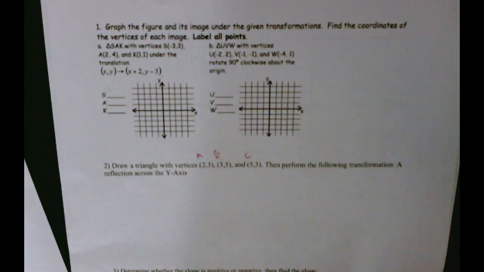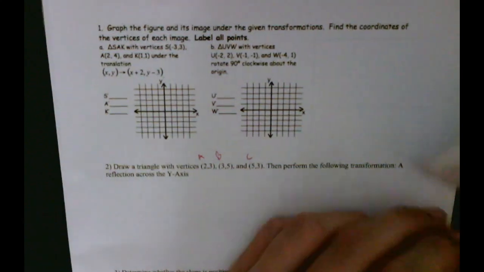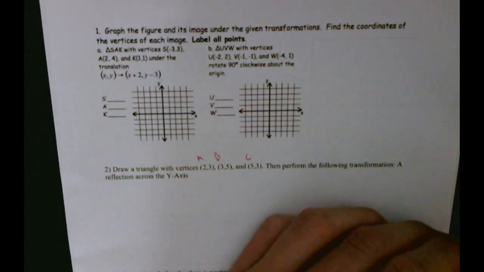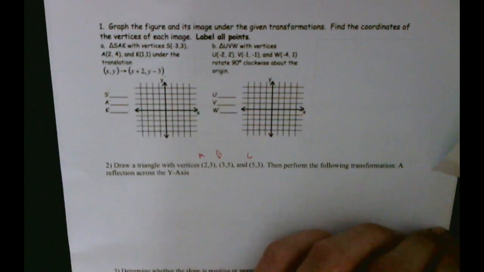So today we're going to be looking at the study guide for our Unit 7 test. So let's begin. It says graph the figure and its image under the given transformations. Find the coordinates of the vertices of each image. Label all points.